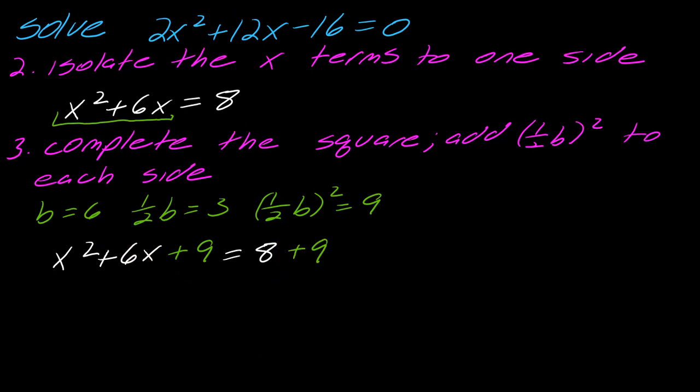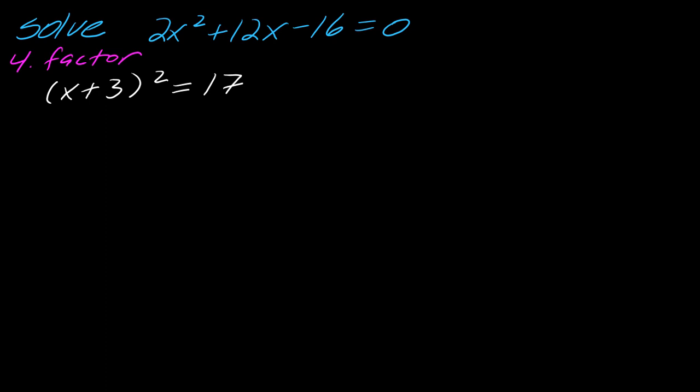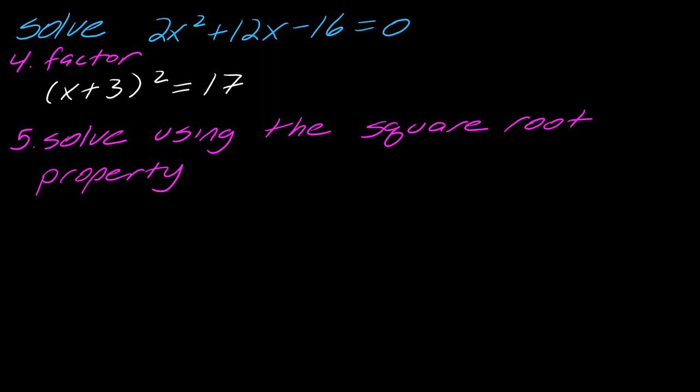And so now what I want to do is factor. So the left side will become x plus 3 squared, and then the right side is just going to equal 17. Okay, so now we're in the home stretch. Looking at this, what does this look like? Well, now this actually looks like the square root property that we talked about at the beginning of the video. So let me clear some space again. And now we can solve using the square root property.